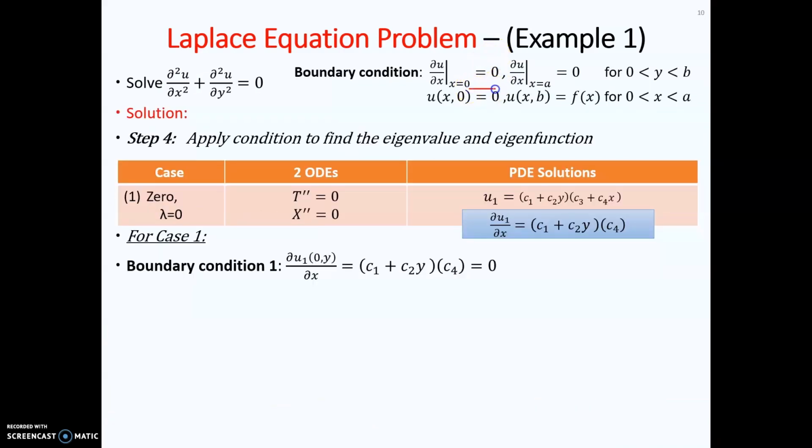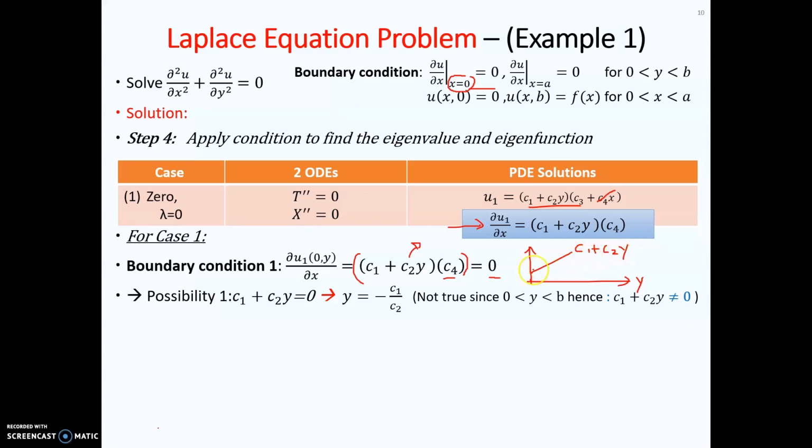Let's apply the boundary condition for the first case here. So you need to substitute the x equal to 0 inside this equation, and you obtain the du over dx equal to 0. Since you don't have x here, so this just remains. So the multiplication between these two functions will be equal to 0. So the first possibility is c1 plus c2y equal to 0. So if you draw a graph for c1 plus c2y, you obtain a linear graph. So you can see that the c1 plus c2y here can be only equal to 0 at one point, which is at y equal to negative c1 over c2.